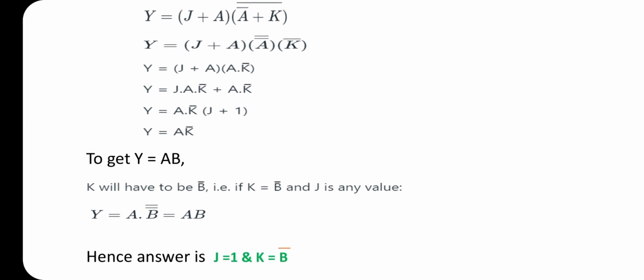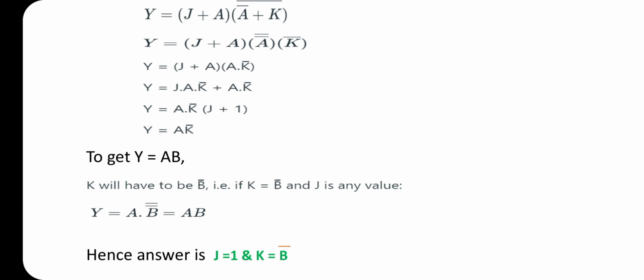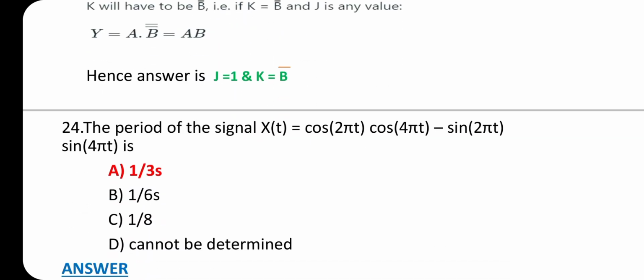After solving, we get y equals a k bar. To get y equals ab, k will have to be b bar. That is, if k equals b bar and j is any value, then y equals a into b, which is ab. Hence the answer is j equals 1 and k equals b dash from the given options.